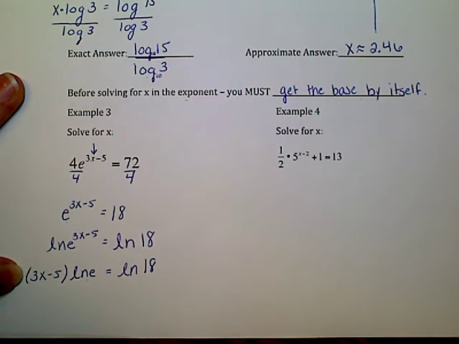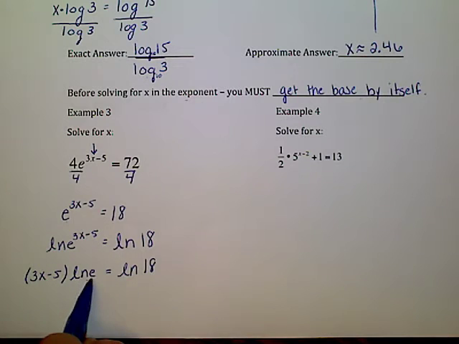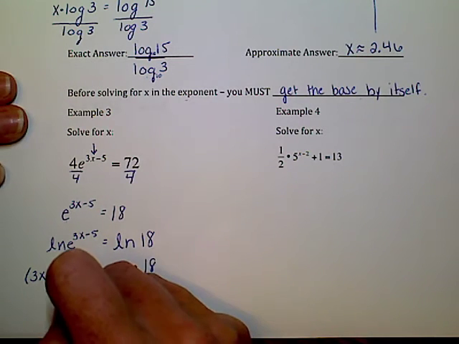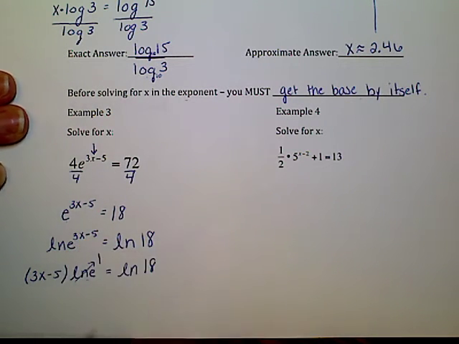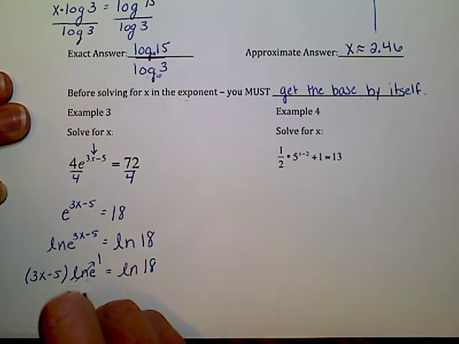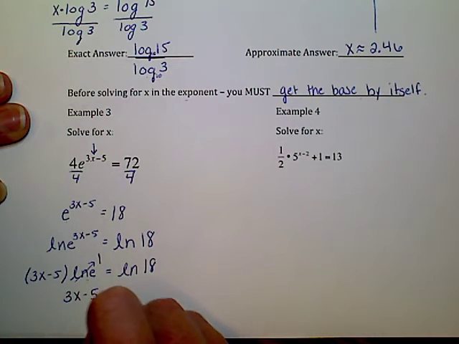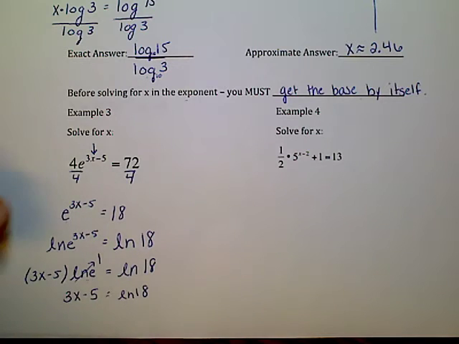The other really cool thing, though, the natural log of e is just equal to 1. What exponent do you put on e to get e? It's just an exponent of 1. So I'm left with 3x minus 5 equals the natural log of 18.